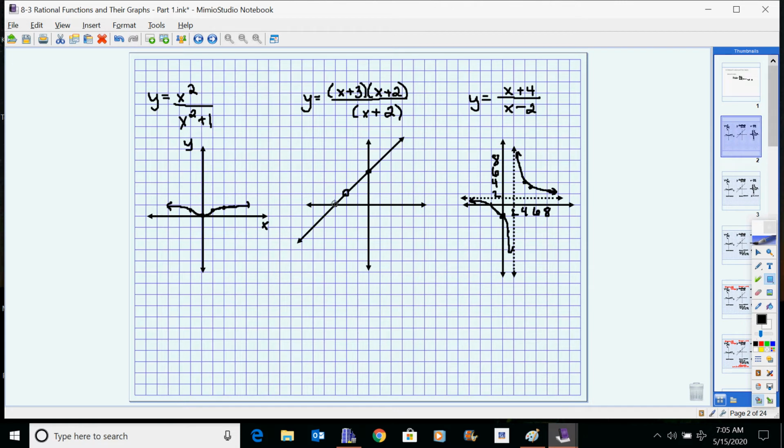This one, if you'll notice, looks like a line, but it's got a hole in it. There's one value that's been taken out. And I want you to notice here that if you look, you've got a match in the numerator and the denominator as far as things that could be canceled out. So that's important, because if this and this both get canceled out, then you're left with just x plus 3. And that's what this graph looks like, but with a hole in it. And we'll discuss where that hole comes from later on.